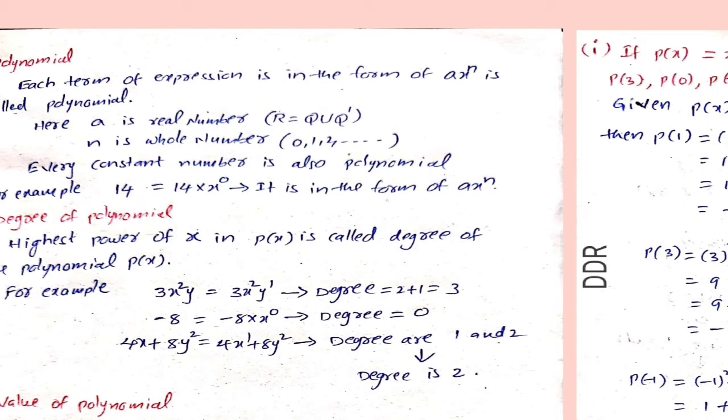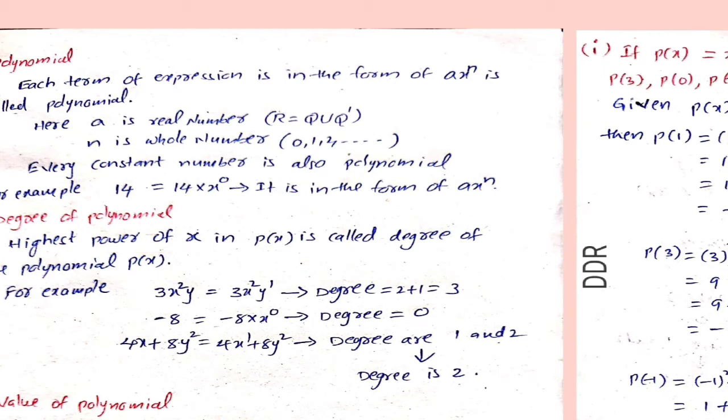Next, the second topic is the degree of a polynomial. The highest power of x in p of x is called the degree of the polynomial p of x. Remember, p of x means it's a polynomial in the variable x. So the highest power of x in the polynomial p of x is called the degree of the given polynomial.